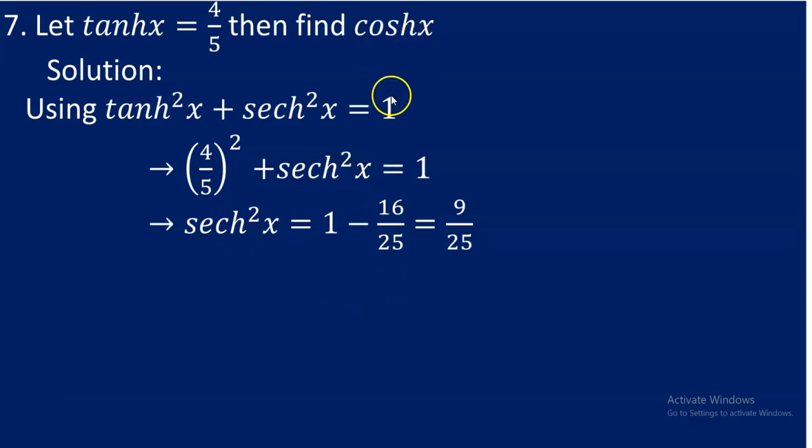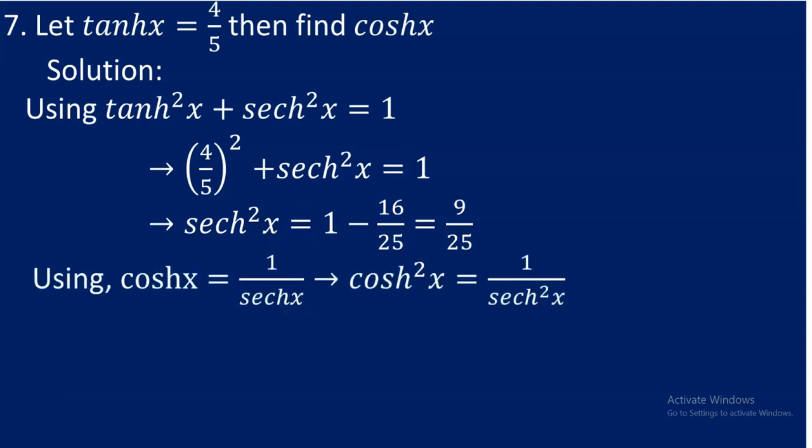For that, we have to recall the definition of sech of x. As you studied, sech of x is nothing but 1 over cosh of x, or you may also define cosh of x to be 1 over sech of x. So from this we can obtain the following. Using the identity cosh of x is equal to 1 over sech of x, one can obtain that cosh squared x is the same as 1 over sech squared x.